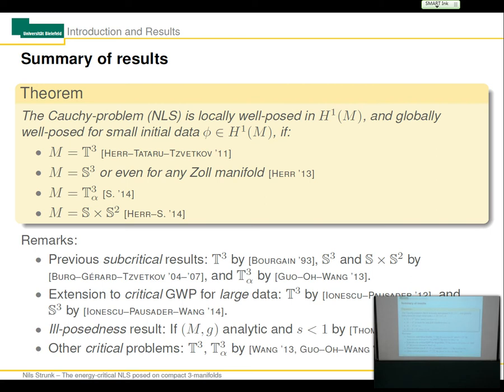And there is also an ill-posedness result. Laurent Thomann showed in 2008 that if M is analytic and we're in the subcritical regime, so s is less than 1, then we cannot expect well-posedness. And other critical problems in 3 dimensions have been studied by Wang and Guo, and they consider the 3-dimensional torus and the irrational torus, but with higher nonlinearities, and they proved well-posedness in the scaling critical space.